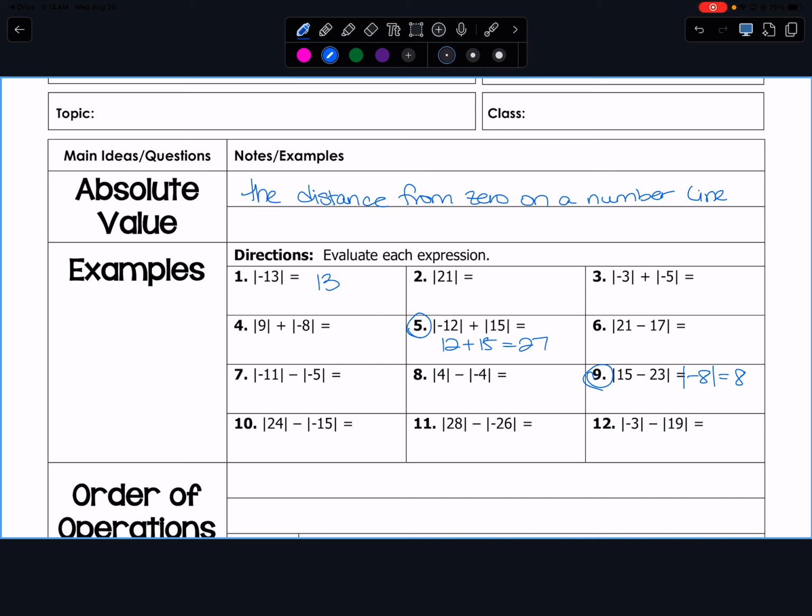Any questions about absolute value? Basically, whatever you put inside the absolute value bars makes it positive. Because distance is always positive.